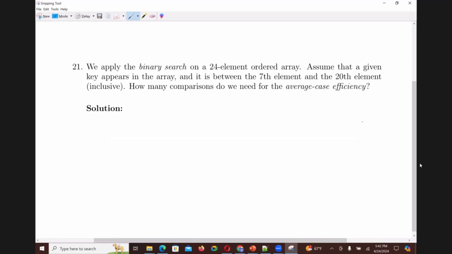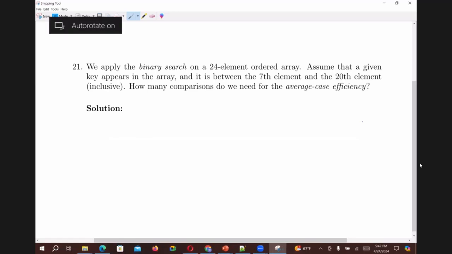The meaning here, when you calculate, because for the understanding, you may have two different understandings. 24 elements, binary search. Assume that a given key appears in the array and it's between the 7th element and the 20th element, inclusive. How many comparisons do we need for the average case efficiency?